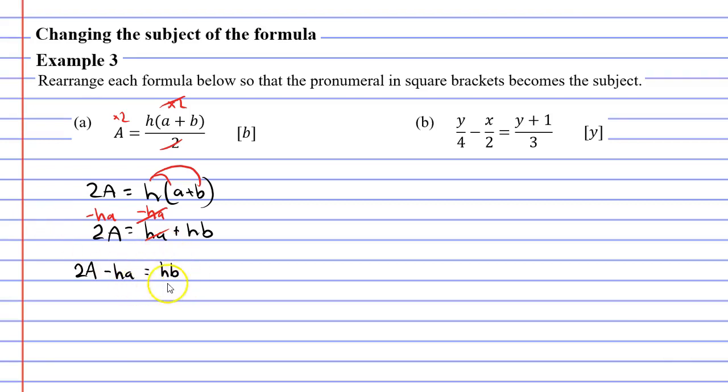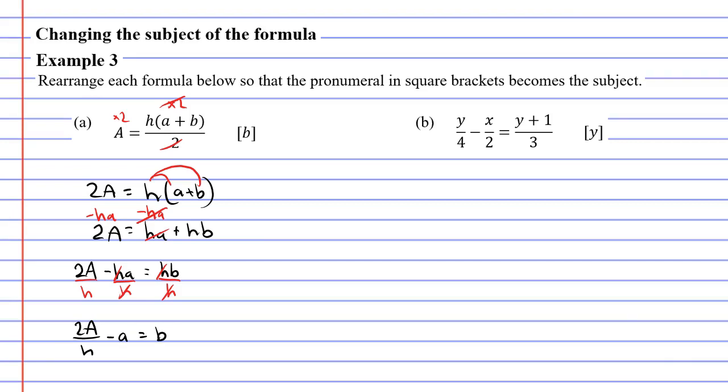Now I'm still trying to isolate this b here. I need to get rid of the h, which is really simple. I just need to divide it by h, which means I have to divide every term by h. So I've got to divide ha by h and also 2a by h as well. This will cancel out the h next to the b and also cancel out the h next to the lowercase a, which leaves me with 2 capital A over h minus lowercase a equals b.